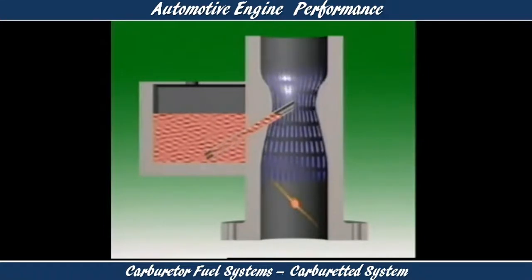It creates a low pressure area where the end of the nozzle protrudes into the airflow. Atmospheric pressure on fuel in the float bowl is now greater than the pressure on the end of the nozzle. This forces fuel to flow from the nozzle. It mixes with the passing air, breaking up into droplets, or atomizing.